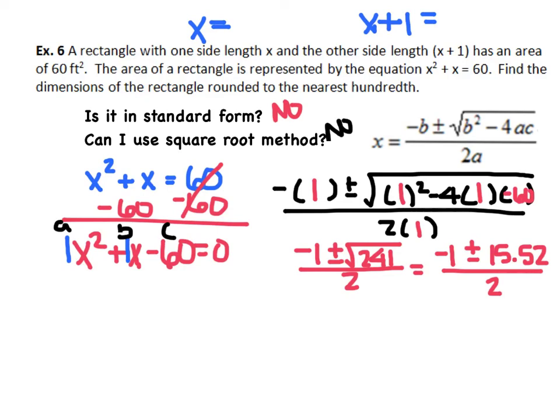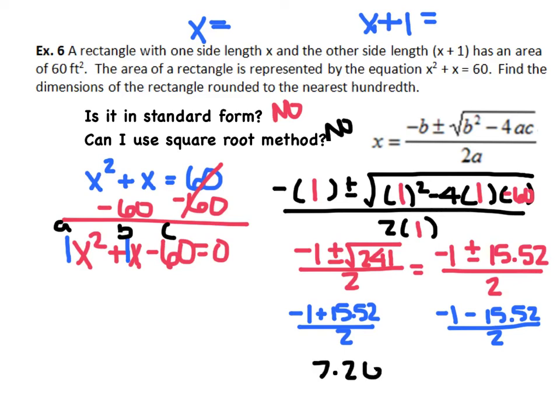Remember, this splits into two problems. Negative 1 plus 15.52 divided by 2, and I also get negative 1 minus 15.52 divided by 2. When I work those out, for the first one, you get 7.26, and the second one results in negative 8.26. Now remember, we talked about this, right? The length cannot ever be negative, so we're going to resort to 7.26 being our actual proper solution.